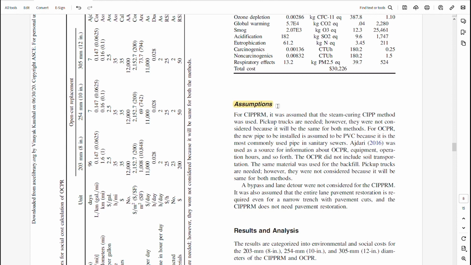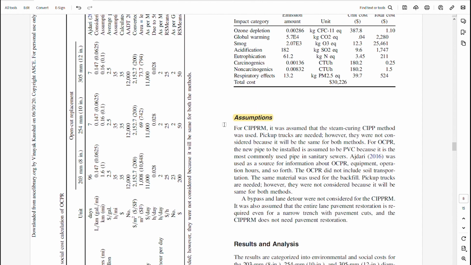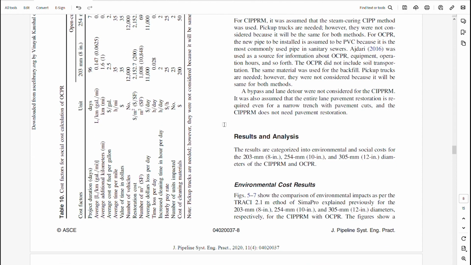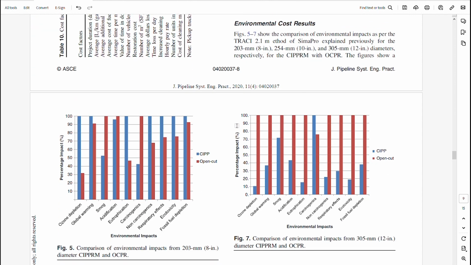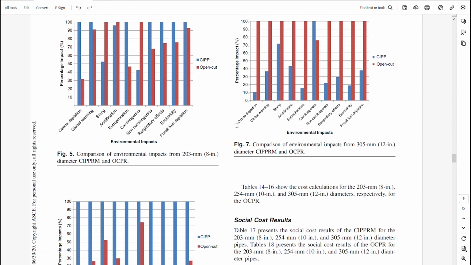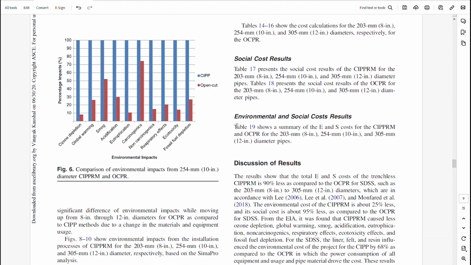This section might or might not be there in other researches, but if it is a kind of research wherein there are certain assumptions, then we have the results and analysis which we list, which could be in the form of graphs or pictures or figures or tables.